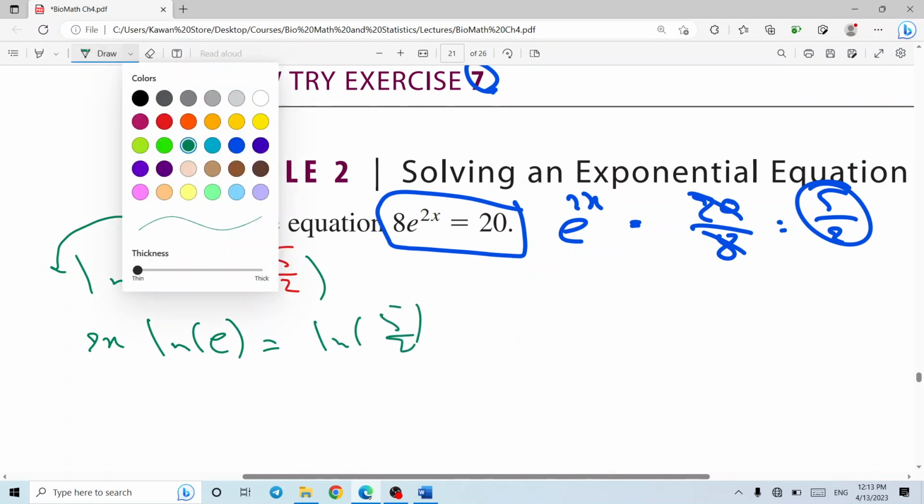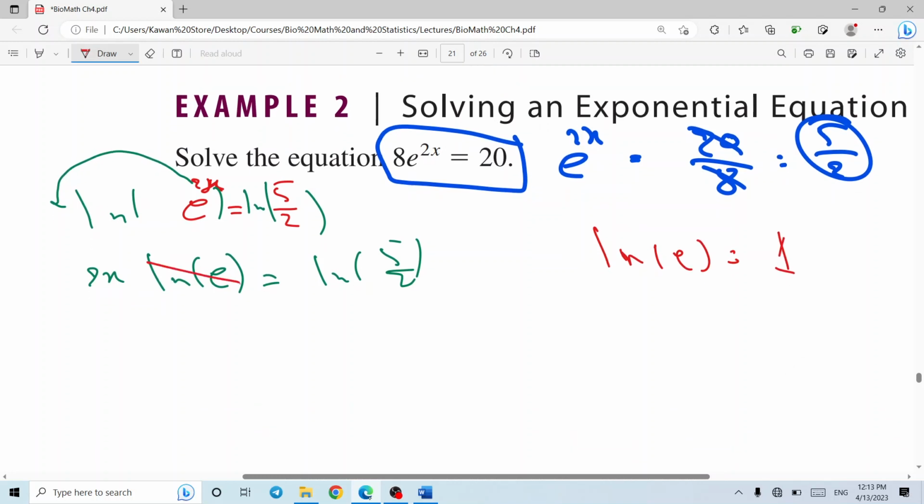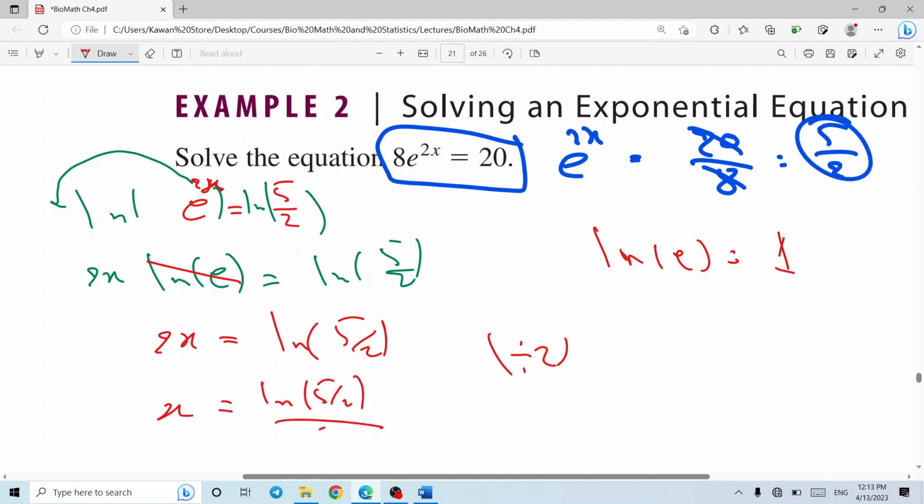And you know ln of e equals 1, right? They are inverse to each other, so that's why I'll get 2x equal to ln of 5 over 2. Tamam? How about x? I want just x. So divide both sides by what? By 2. I'll get x equal to ln of 5 over 2, divided by 2. This is your solution, and that's it.